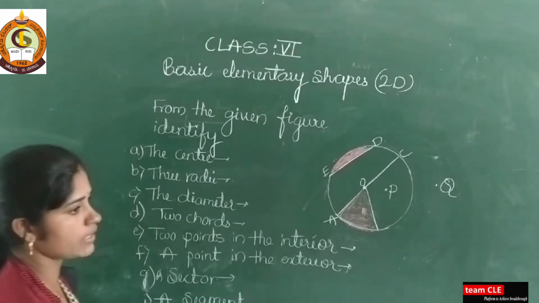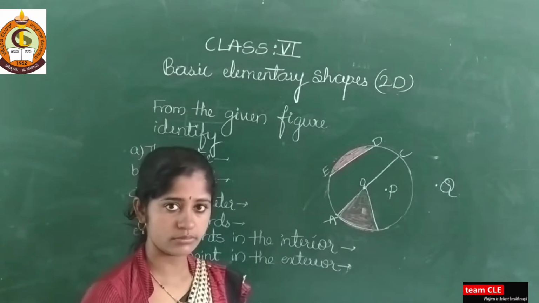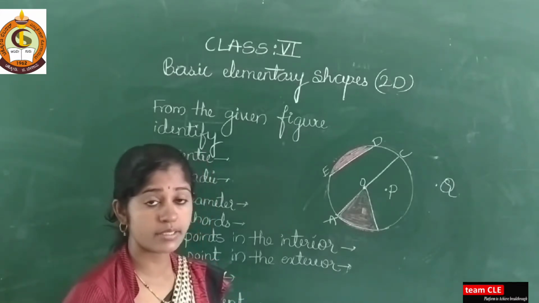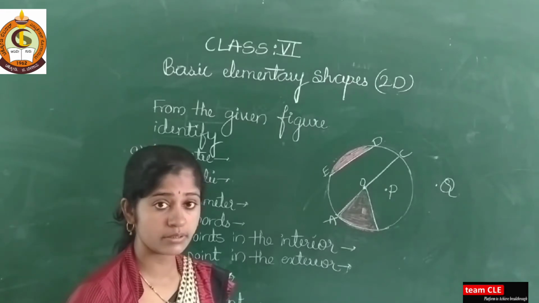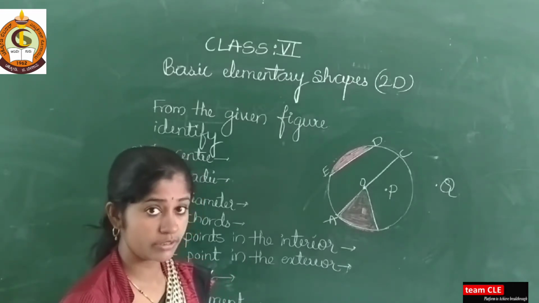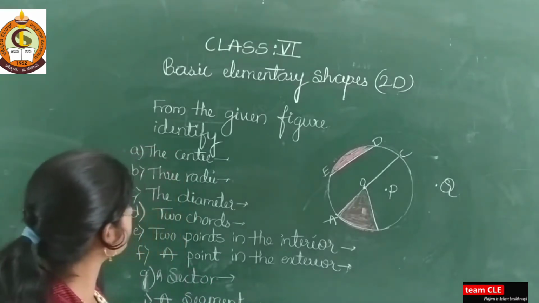See here, in the previous class I taught the parts of the circle: center and radius, diameter, chord, major segment, sector, all that I taught. If you understood this, then you can write this very easily. So what are the questions here?